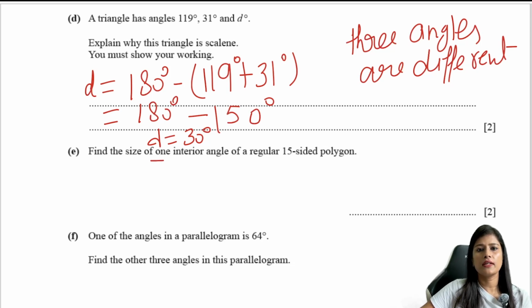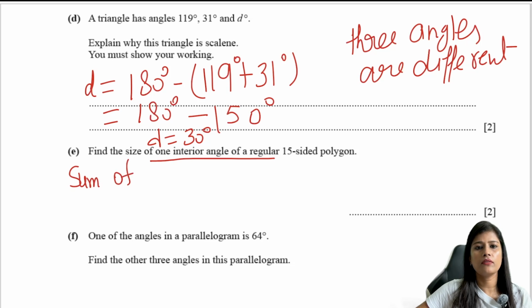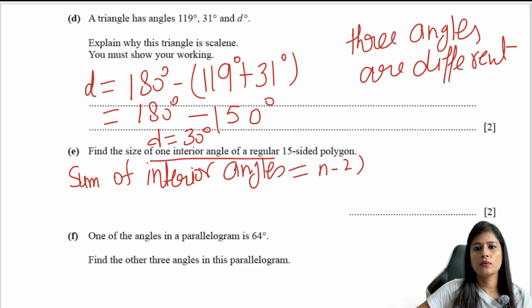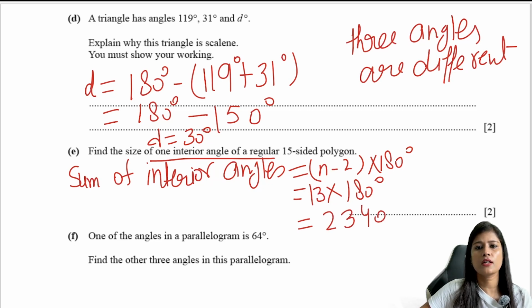The size of one interior angle of a regular 15-sided polygon. We know the formula that the sum of interior angles is (n minus 2) times 180 degree. Here n is 15. So 13 times 180 degree, this one is 2340, the sum of all the angles, and we need to find out the one angle. So I will divide this one by 15. Value will be 156 degree.